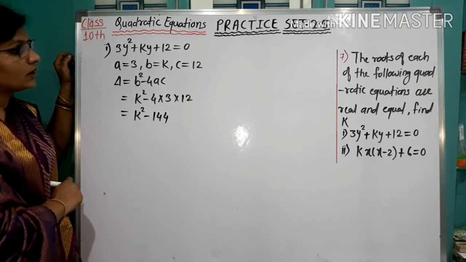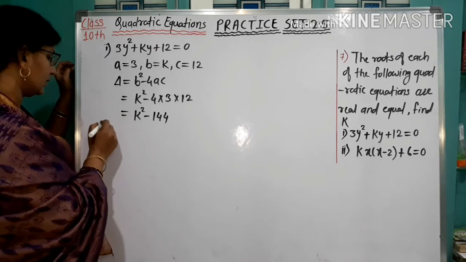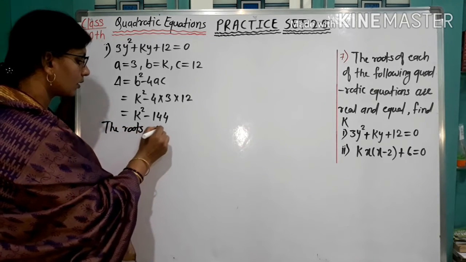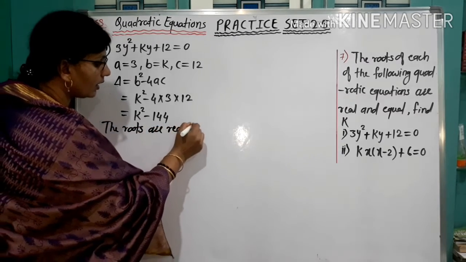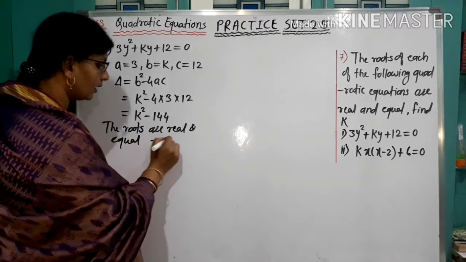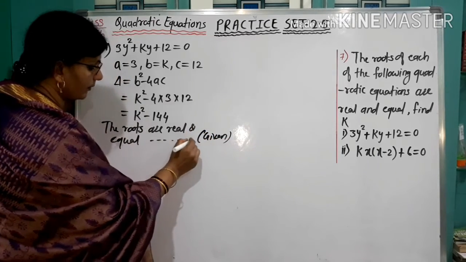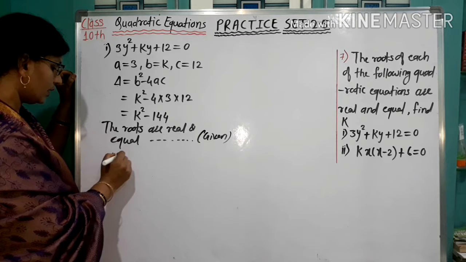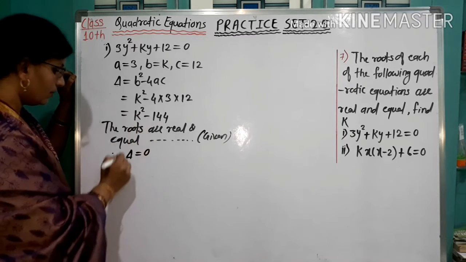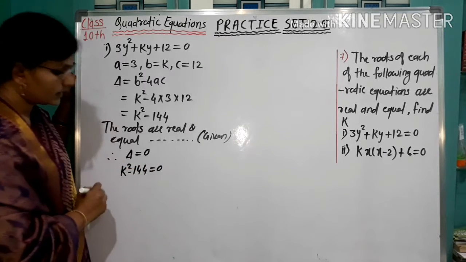But it is given that the roots of this equation are real and equal. This is given. Therefore, delta equal to 0, which means k square minus 144 equal to 0.